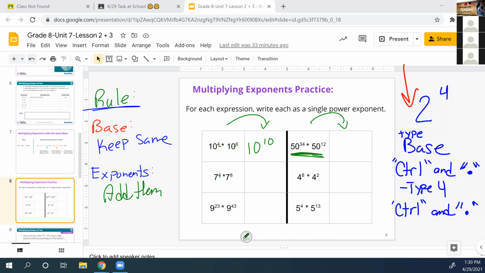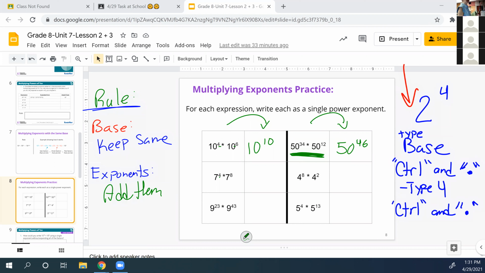So looking at this 50 to the 34th, times 50 to the 12th. Very good, Bridget. What's going to be our base here, people? Let's put it in the chat, guys. Very good. Our base is going to be 50. Very good, Alyssa Button and Bridget. And then we add those two exponent numbers together. 34 plus 12 gets me 46. So it's going to be 50 to the 46th power.